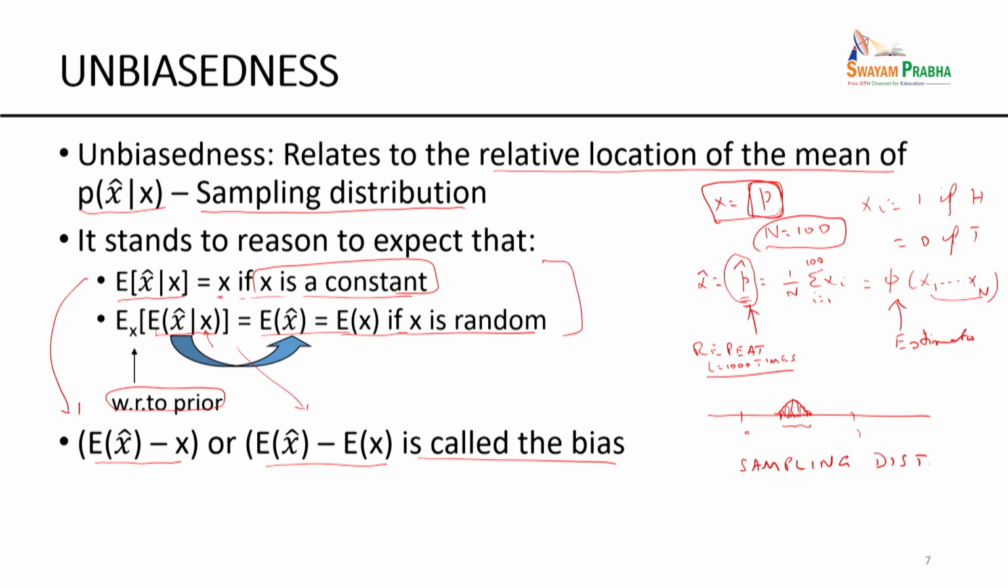Now it stands to reason. That's why we are able to estimate the probability that a coin falls head. The probability p we are able to estimate using these kinds of simple experiments. So bias, unbiased, when x is constant, when x is random.